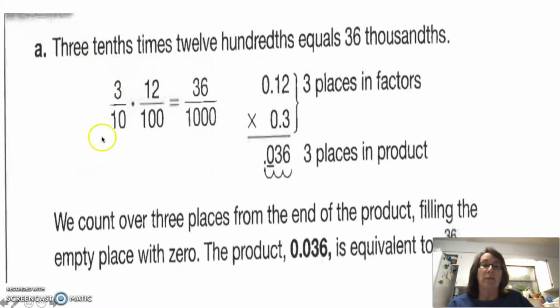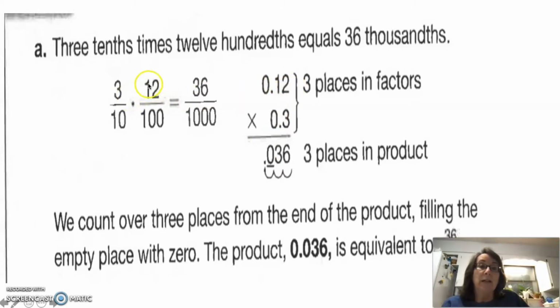Okay, so first of all, we have fractions. 0.3 is 3/10, and 0.12 is 12/100ths. When we multiply them, we're going to end up with 36 in the numerator, and 10 times 100 is 1,000 in the denominator. Now 36 over 1,000 is the fraction, which would simplify because they're both divisible by 4 at least. Okay, or here we're doing the same thing with decimals.